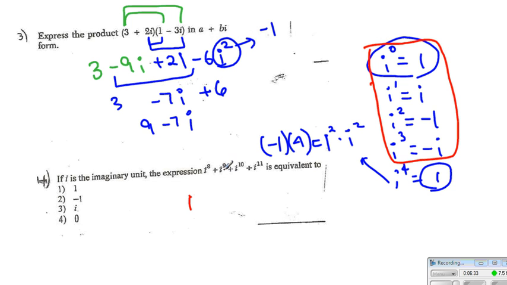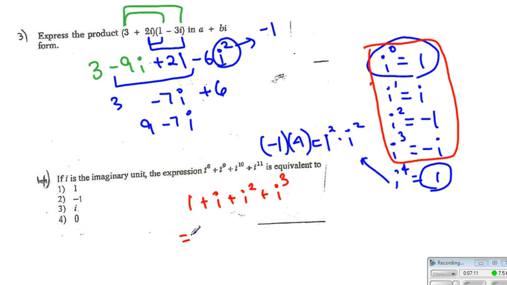Now, 9: when you divide by 4, because 4 of them makes up one cycle, the remainder will be equal to 1, because the closest multiple of 4 is 8. So this one will be equal to plus i. The second one: when you divide 10 by 4, which is the cycle, you will get 2 as a remainder, so we will have i squared. And the last one: when you divide 11, the exponent, by 4, you'll get 3 as a remainder, so we'll end up getting plus i cubed.